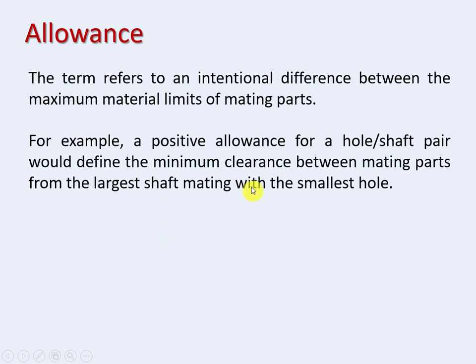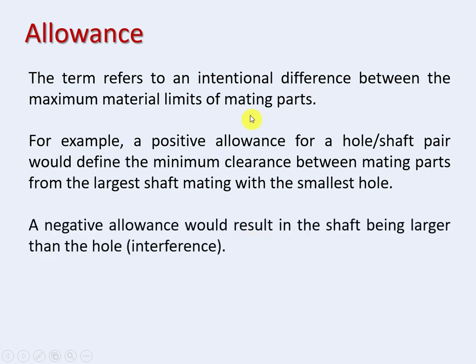For example, positive allowance for a hole-shaft pair would define the minimum clearance between mating parts, from the largest shaft mating with the smallest hole. I will explain it later, guys, okay? A negative allowance would result in the shaft being larger than the hole. When the shaft is larger than the hole, that means the shaft will interfere with the hole. How can you assemble them together? Using pressure or sometimes heat with pressure. So the allowance depends on the maximum material condition of the hole minus the maximum material condition of the shaft.